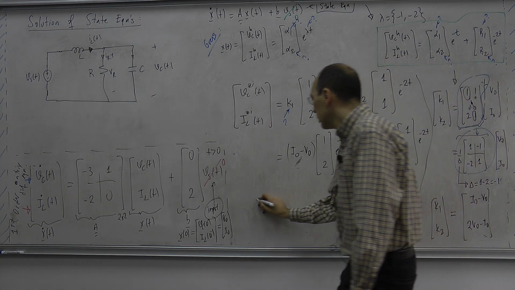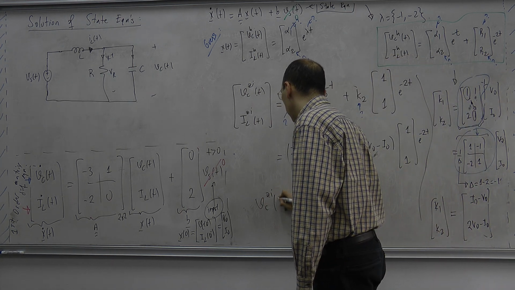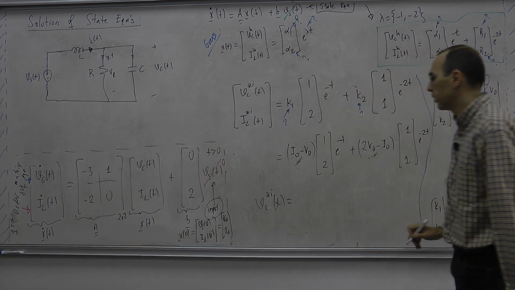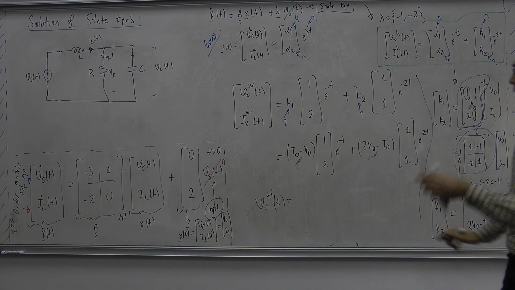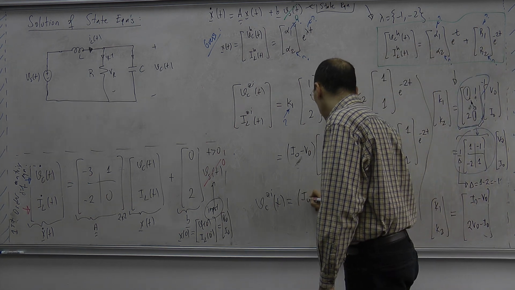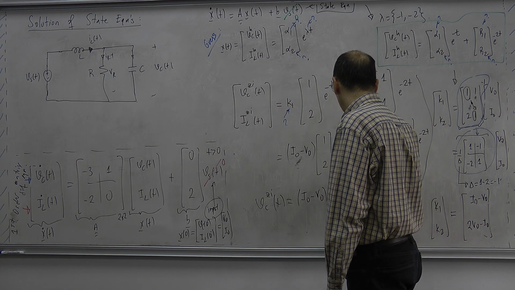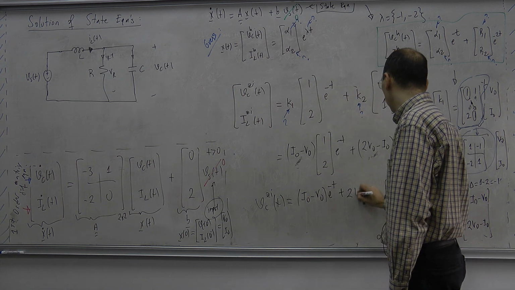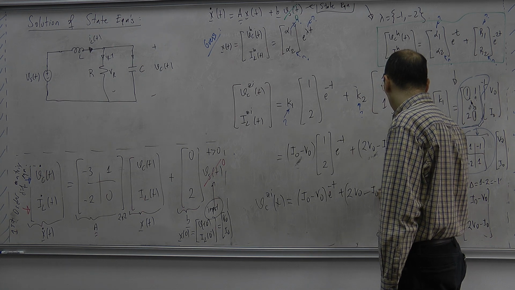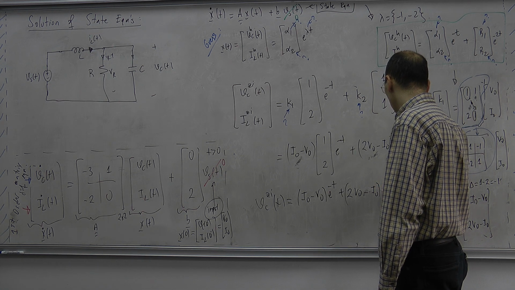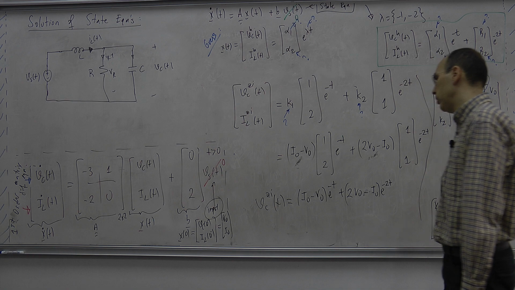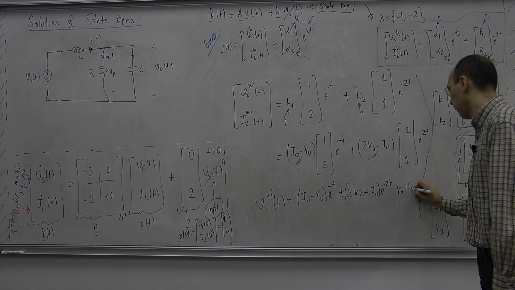Now if I write this, for example, capacitor voltage, zero input. So what is this? I naught minus V naught e to the minus t plus 2V naught I naught e to the minus 2t volts.